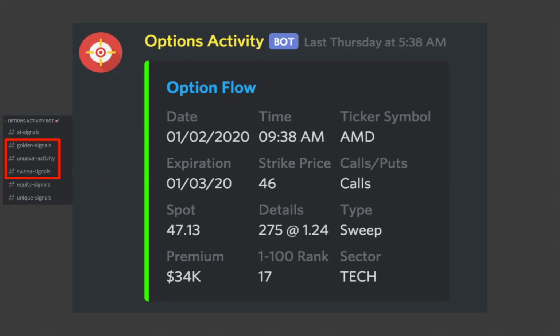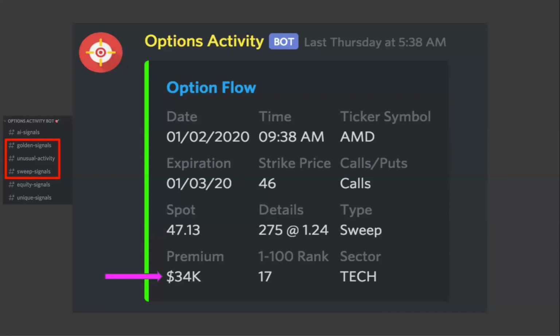And spot is where it was bought at. So let's say AMD is at $47.10, and then it moves up to $47.13. They just bought it at $47.13, and that's where they bought it at. So you can reference that when you're looking at a chart. Oh, they bought it at this point, and then I'll go over the time later.